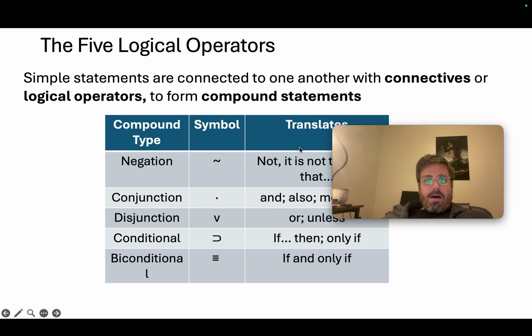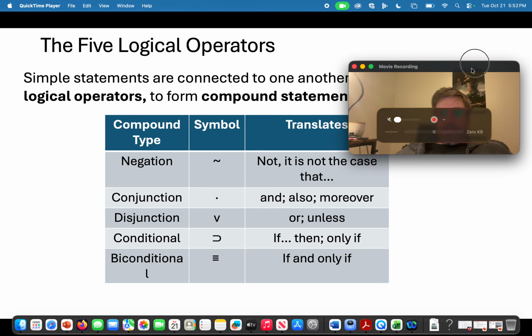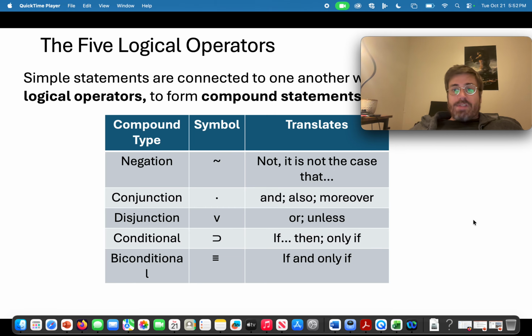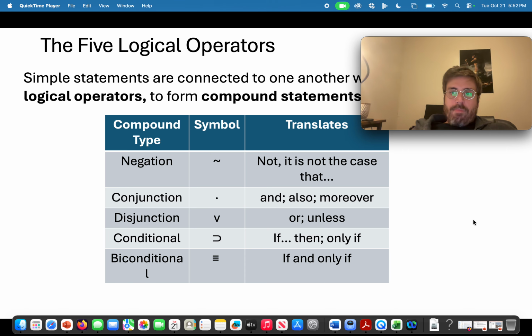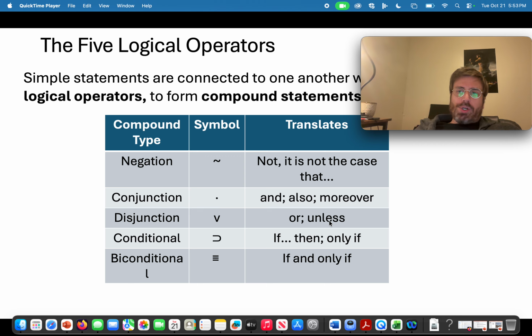So remember, if we have our full chart here of operators, we have symbols used to translate parts of speech that mean connectives. Negation, or our tilde, translates terms like not, or it's not the case that. Dot, or conjunction, translates and, also moreover and but. Disjunction, we use a wedge to translate or, unless. Also, either or is a disjunction.